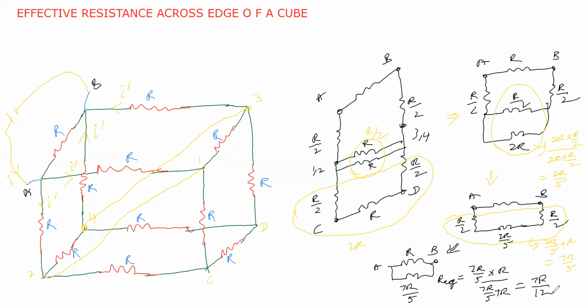So the effective resistance when we find across the edge of the cube, we are getting as 7R by 12.